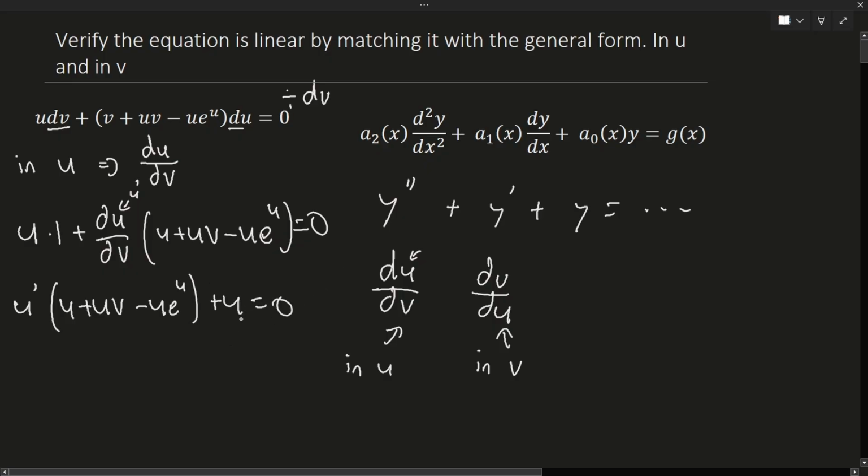All right, so we can see that this equation is non-linear because there's this wonky term over here, e^u. That automatically makes it non-linear. And you're also multiplying u prime with u, so it's just non-linear.